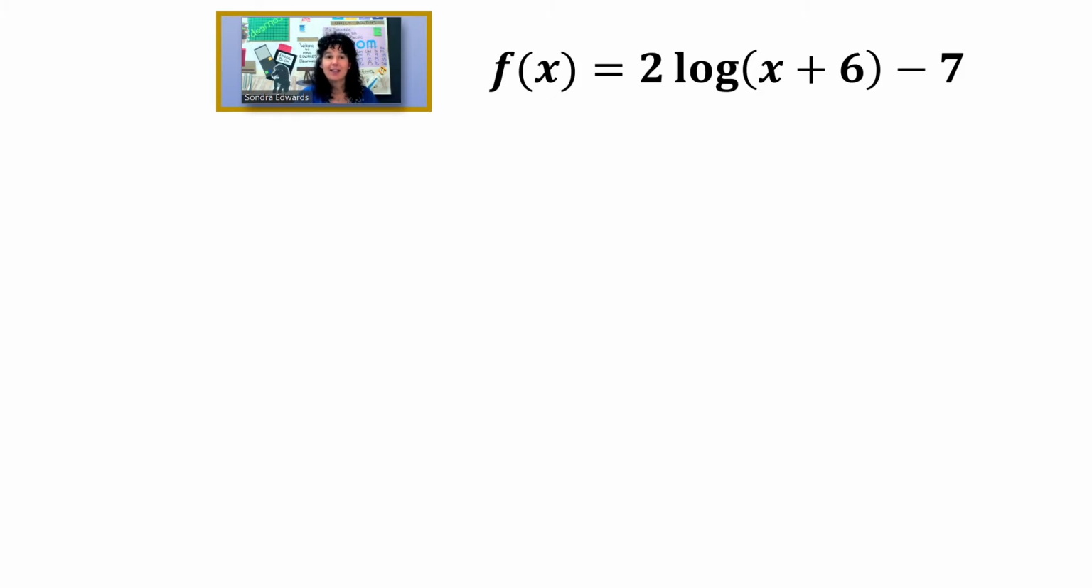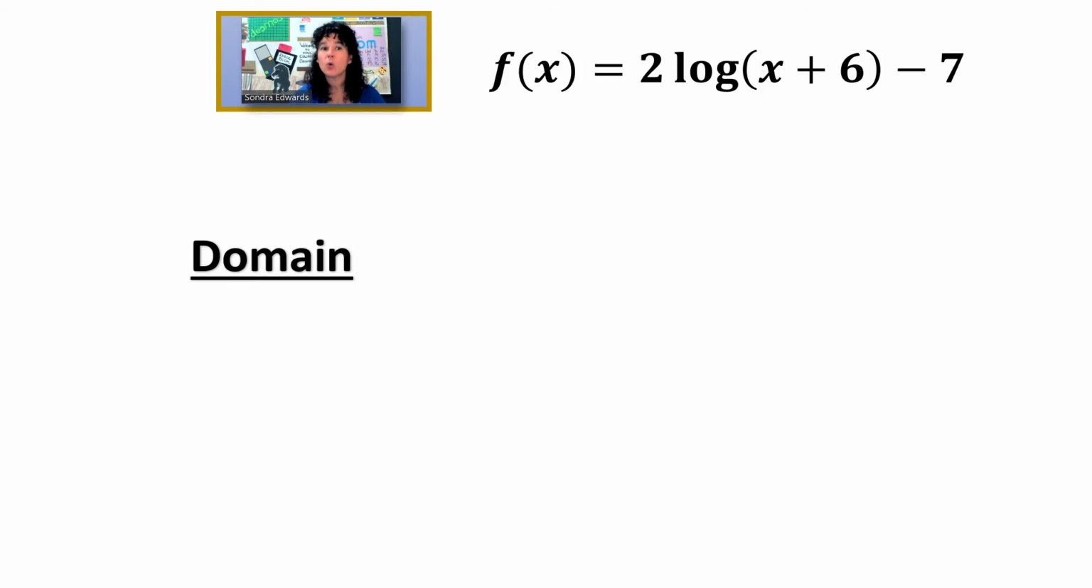So now that we have looked at some of the features of the functions, let's try to put this all together to graph this function. Before we get graphing, let's find the domain. So think about what you do to find the domain.